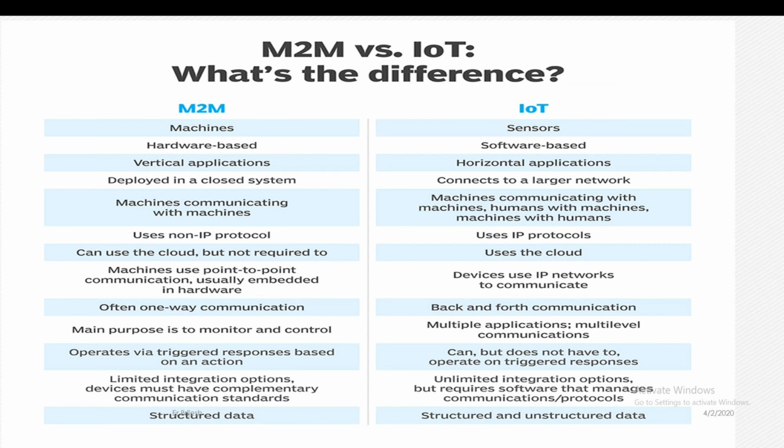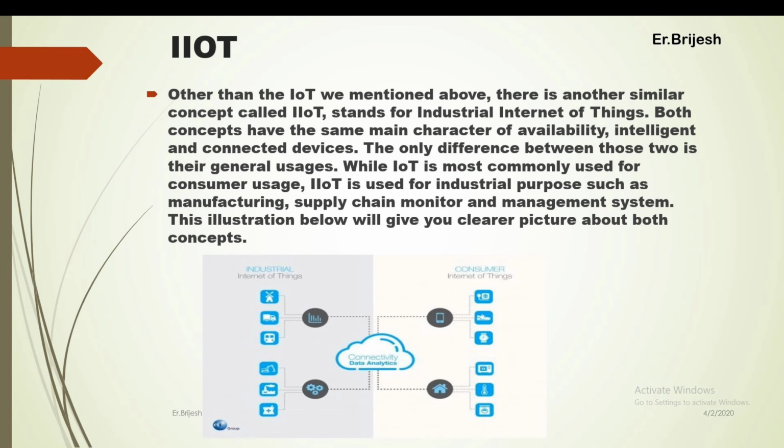So going to the next technology, IIoT. IIoT stands for Industrial Internet of Things. Other than the IoT we mentioned above, there is another similar concept called IIoT, which stands for Industrial Internet of Things. Both concepts have the same main characteristics of availability, intelligence, and connected devices. The only difference between these two is their general usage.